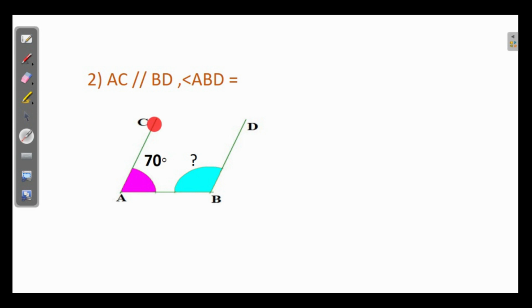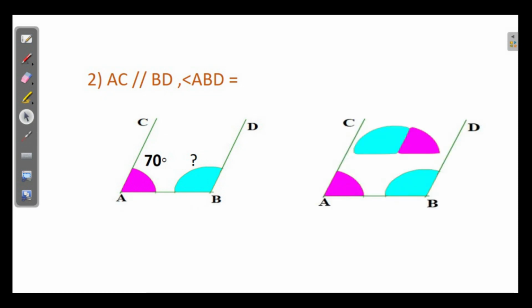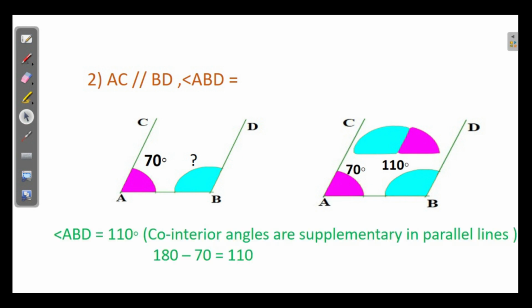Yes, AC is parallel to BD and this angle is 70 degree. Angle CAB is 70 degree. What is the measurement of angle ABD? Similar question. So answer is very easy for you, isn't it? 70 degree and 110 degree. 180 minus 70 equal to 110 degree. So co-interior angles are supplementary in parallel lines. You have to write the reason also.